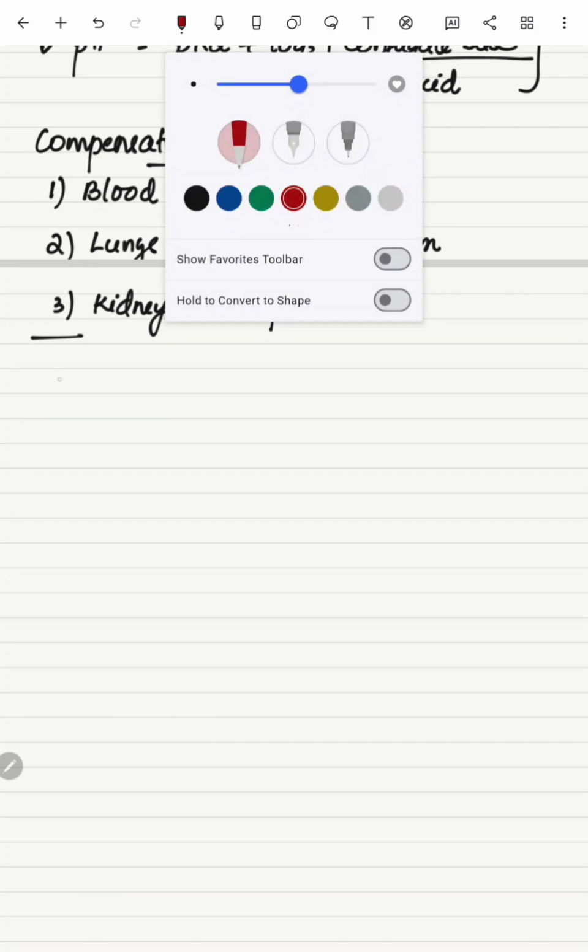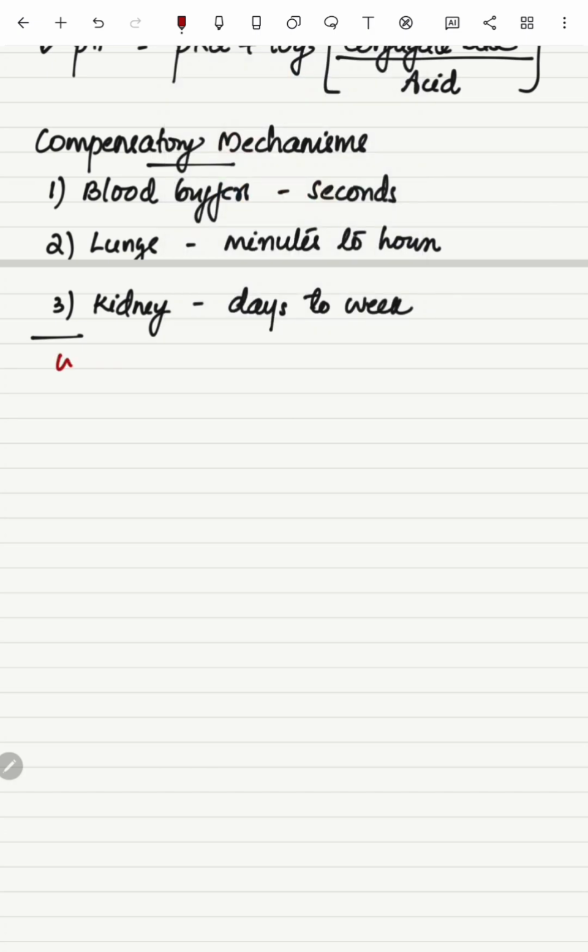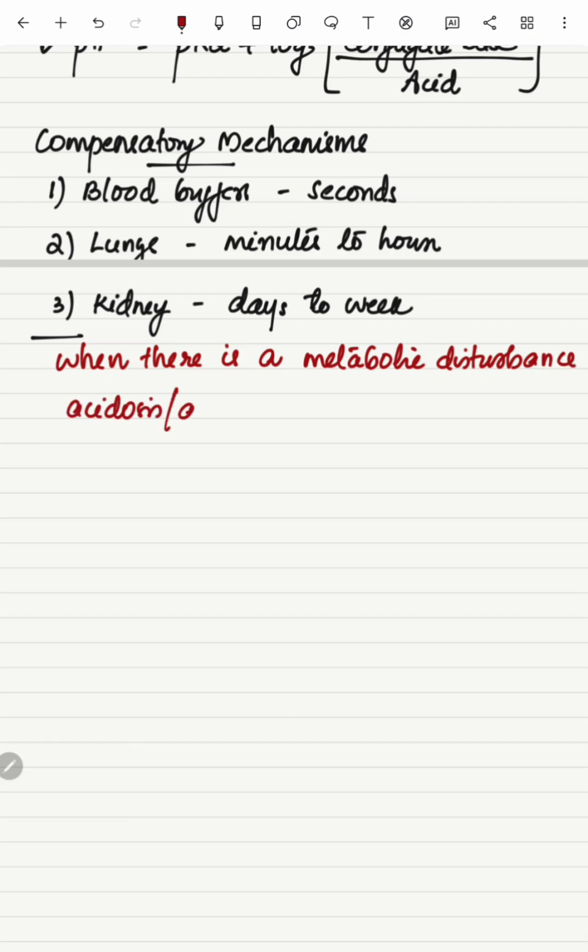Now I just want to highlight two very important points. First one: when there is a metabolic disturbance, either acidosis or alkalosis, there should be respiratory compensation in our body. So once again, if you have a metabolic disturbance, either metabolic acidosis or metabolic alkalosis, we are expecting the primary compensation from lungs.